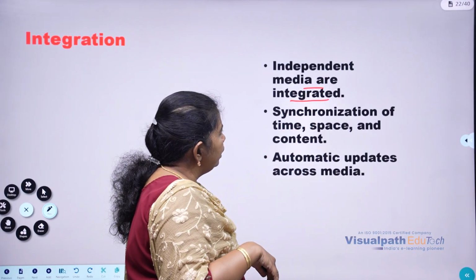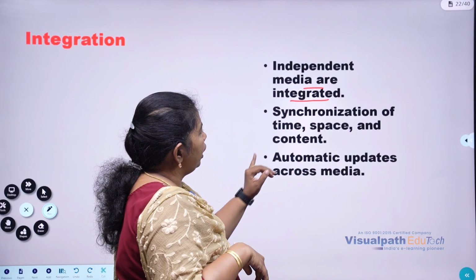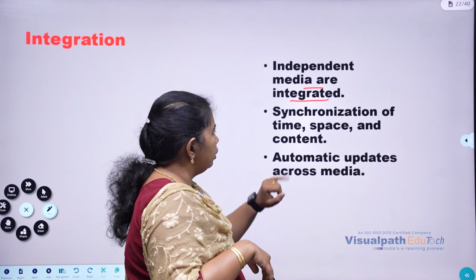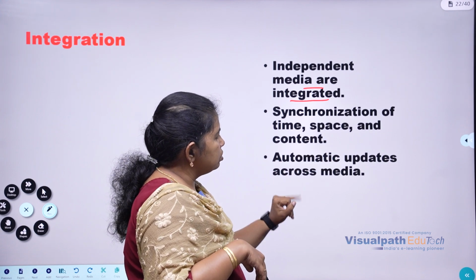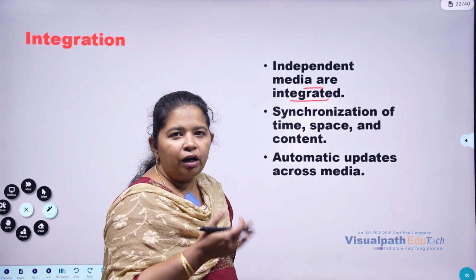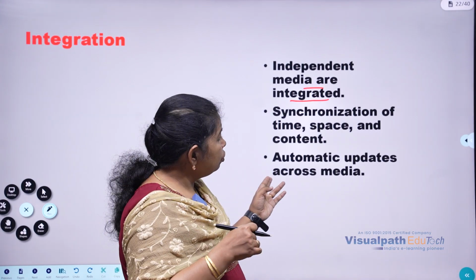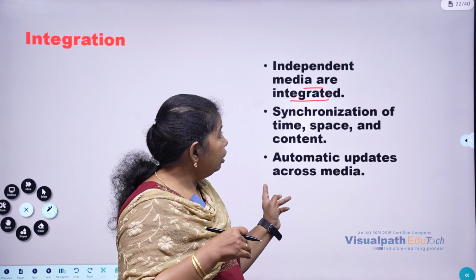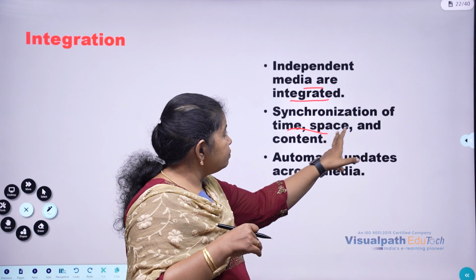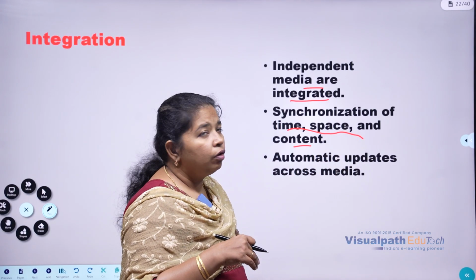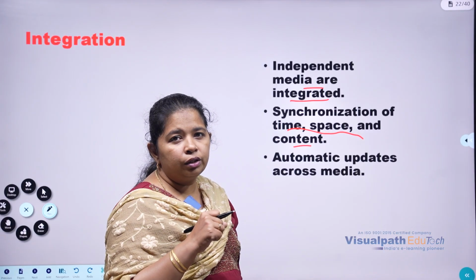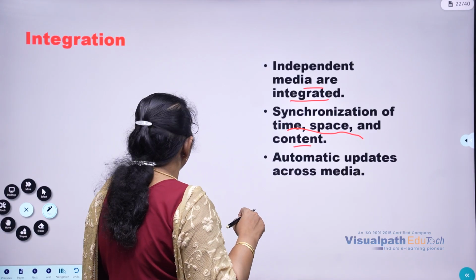Okay, fine. So what is that? Synchronization of time, space, and the content. Automatic updates across the media. So when there is a platform, the thing should be getting updated automatically, right? So automated updates across the media and the synchronization of time, space, and the content. All these things should be clubbed together. So this is called integration.